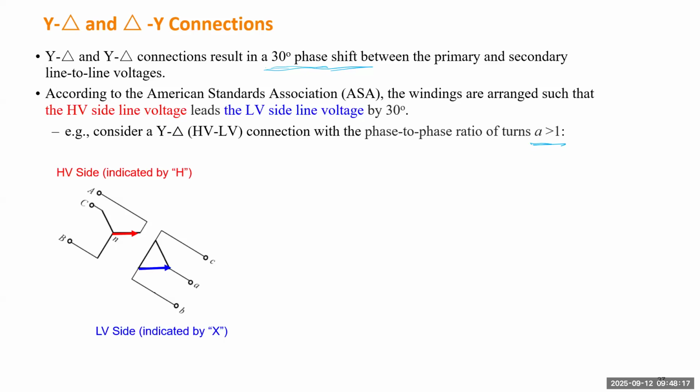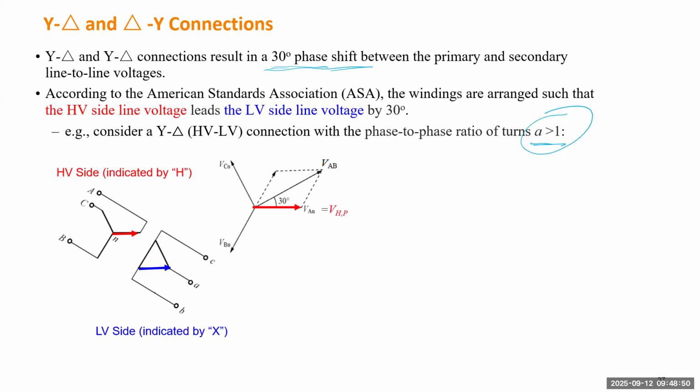So on the x-axis, the red arrow on the primary side is the line to neutral voltage, and the blue arrow on the delta connection is the phase voltage. So those two belong to the same phase. They actually couple each other. They belong to the same single phase transformer. So they will have a ratio, which is A.